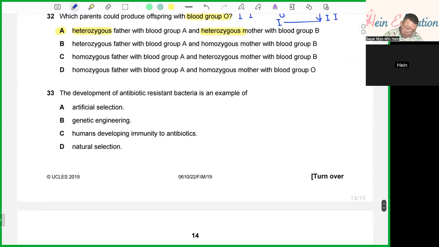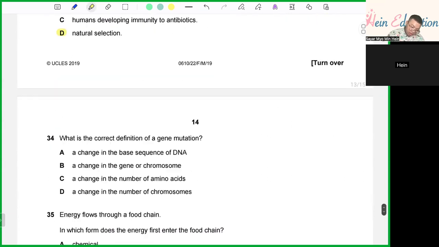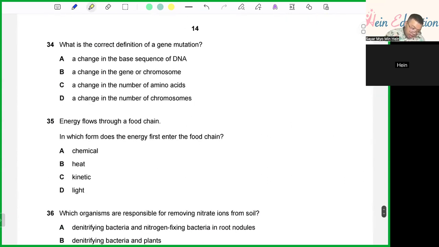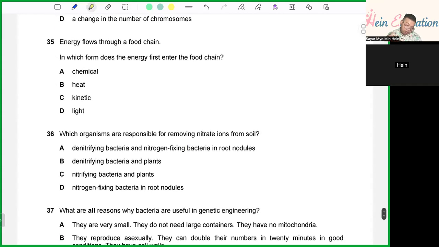Number 33, development of antibiotic resistant bacteria is an example of, this is very straightforward, natural selection. And the correct definition of gene mutation. So gene mutation is when there is a change in the base sequence of DNA, right? So it's in the base sequence, not in the genes, not in the number of amino acids, not in the number of chromosomes.